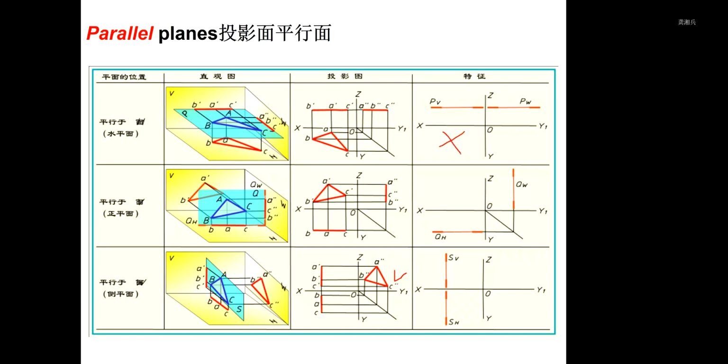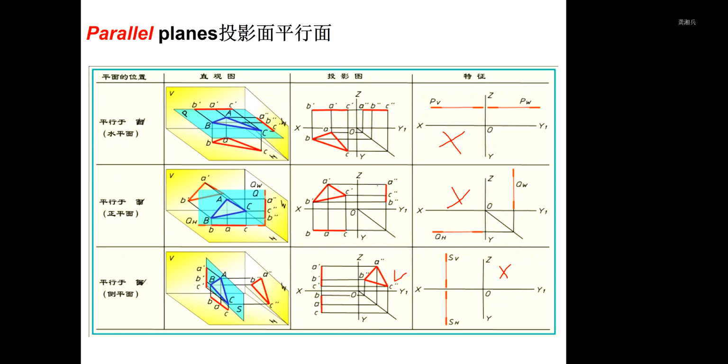There is no tracing line on the H, no tracing line on the V, no tracing line on the W, because there is no intersecting plane or intersecting line. These two planes are parallel, which means these two lines never intersect because they are parallel. So we can remember this for a parallel plane.